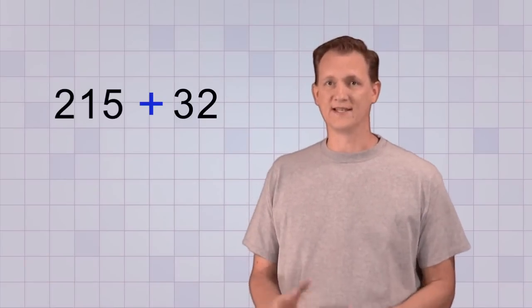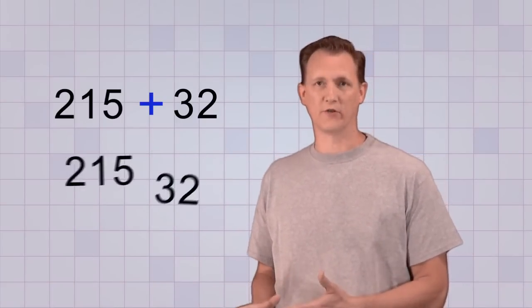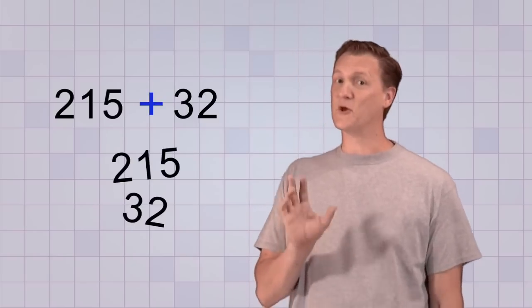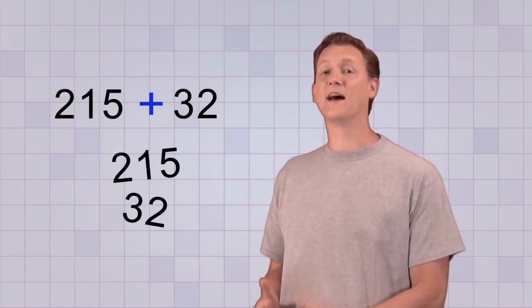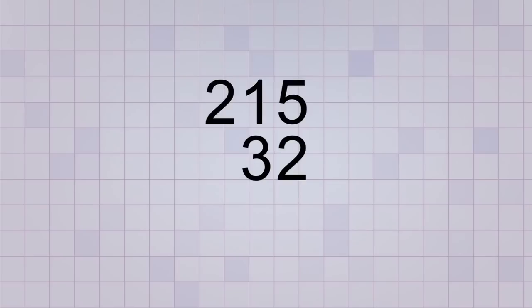So let's start by adding these two numbers together. Here's how it works. The first thing we need to do is stack the numbers up. And by that, I mean rewriting them so they're on top of each other like this. Don't be sloppy. Make sure they line up nice and straight. That's more like it. But here's the most important part.